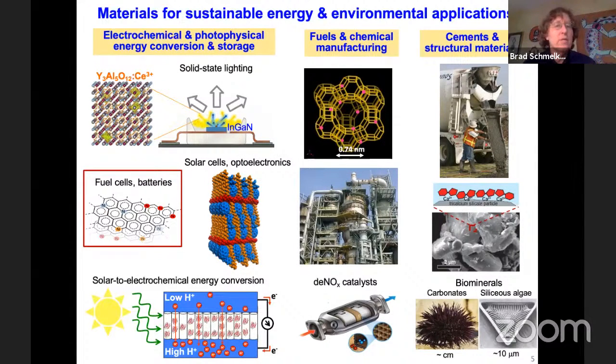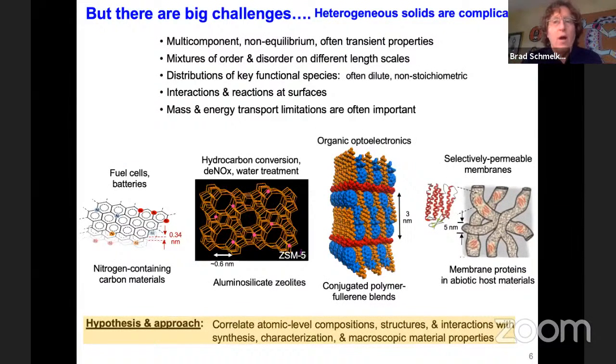non-stoichiometric heterogeneous solids, which have properties defined principally by the non-stoichiometric component, whether it's a dilute amount of rare earth dopant like cerium in an otherwise ceramic YAG matrix, a nitrogen doped carbon, or an aluminum or boron doped zeolite. These are all the central active species in an otherwise crystalline material, but because they're non-stoichiometric, they're not easy to study. So these solids are complicated.